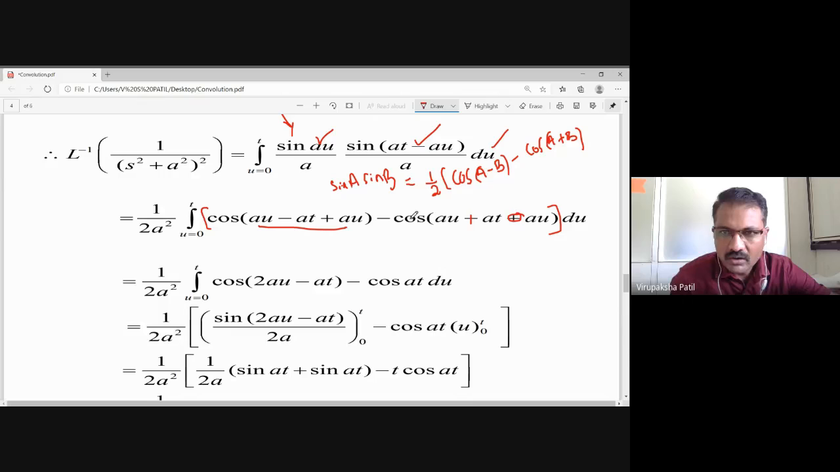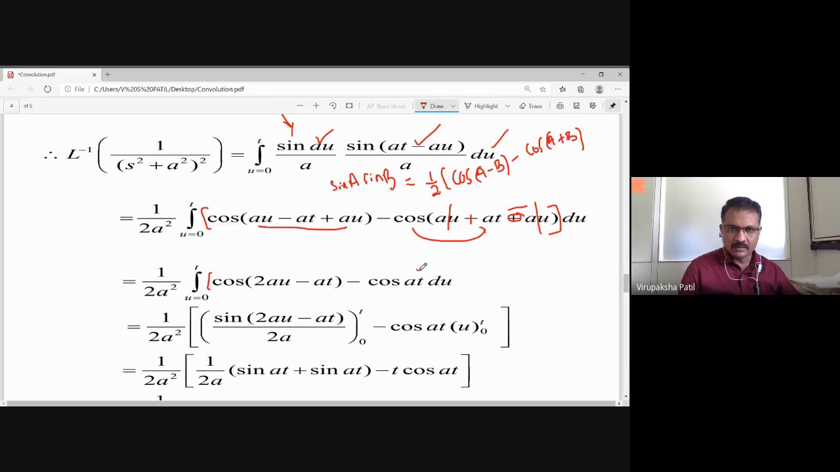Cos aμ plus at minus aμ, you will get, so that this aμ gets cancelled, then this at remains. Due to some typing mistake, it has come as minus here, so make it plus, and this becomes minus. If you take it directly here, this is aμ plus at minus aμ, the aμ gets cancelled, so you are left with only cos at here. So if you simplify here, what happens?